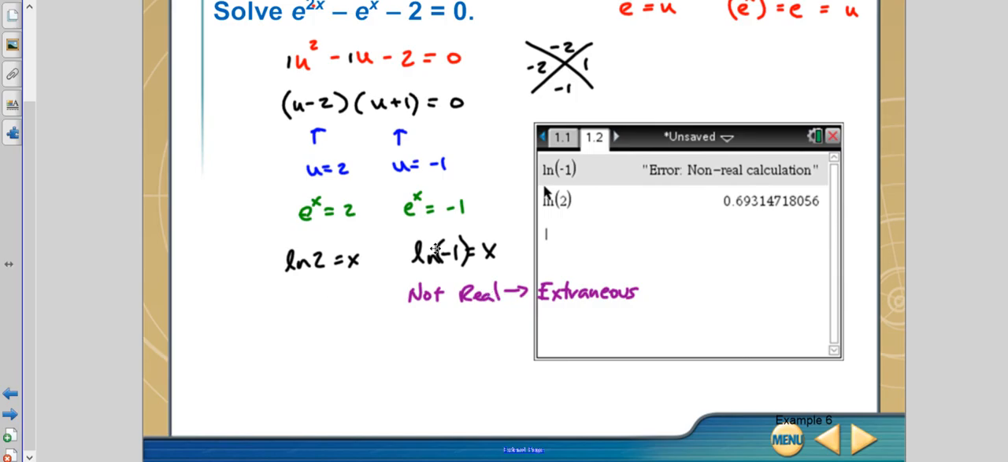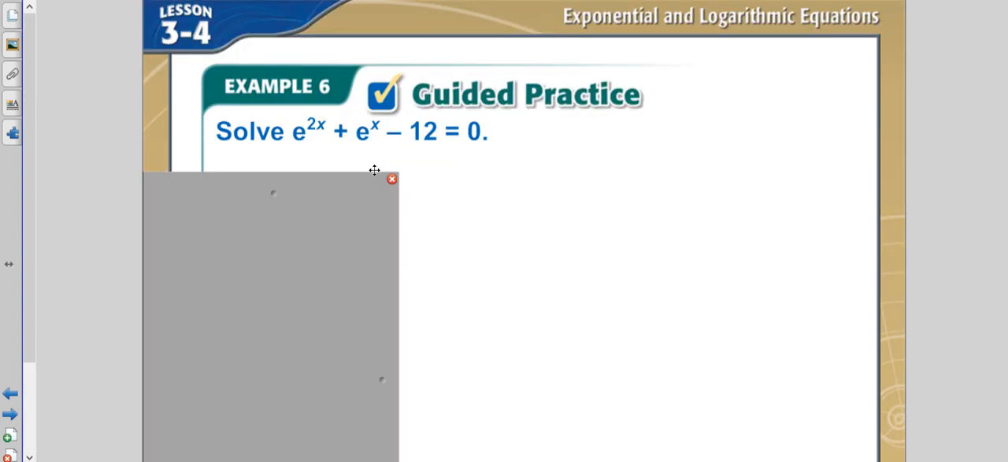So now we do see, in fact, that this was not real. It's extraneous, just like I said. And over here, we find out that x would equal natural log of 2, which is 0.69 if we round to 2 decimal places. So that would be our answer. So now you have this one to try.